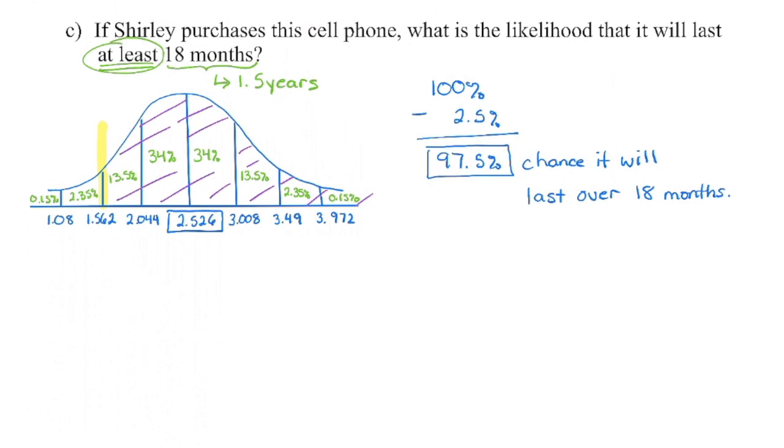So for every question where we're looking at what is the likelihood or chance of something occurring, if our data is normally distributed, you're always going to draw that bell curve, fill in your percentages, and then get the information from that graph.